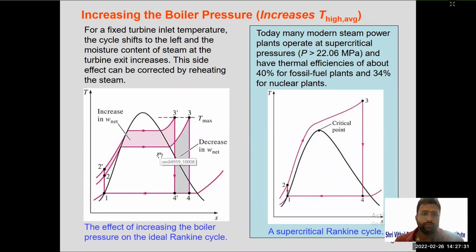So draw both the diagrams. First give the title increasing boiler pressure and draw this diagram. Second, give the title supercritical Rankine cycle and draw this diagram.